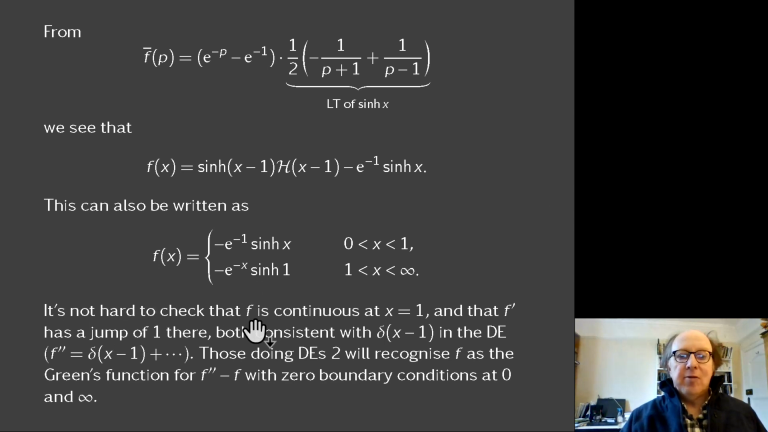It's not at all hard to check that this function is continuous at 1, because you put x equals 1, obviously those two are equal. And then if you work out the derivatives, f primed at x equals 1 and the limit as x tends to 1 from above and the limit as x tends to 1 from below, you will find there is a jump of 1, which is exactly consistent with f double primed is delta of x minus 1, and so on.